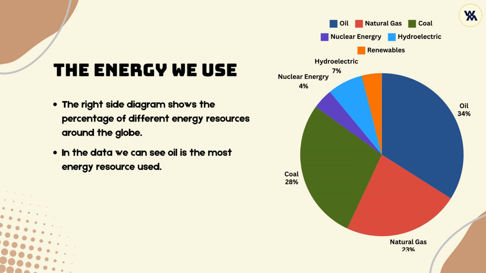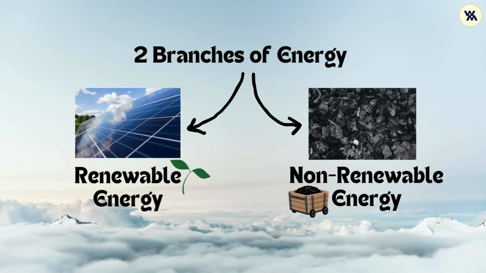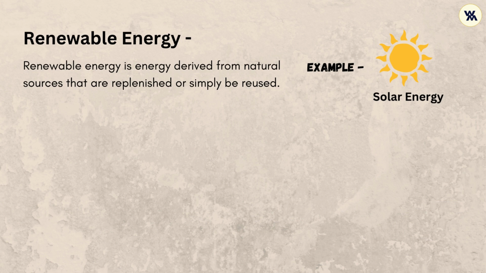But we need to know the two branches of energy. Yes, which is renewable energy and non-renewable energy. But what are they? Let's see that in detail. Renewable energy is something which is derived from natural sources that are replenished, or simply said, can be reused. The best example is solar energy, which comes from the sun.